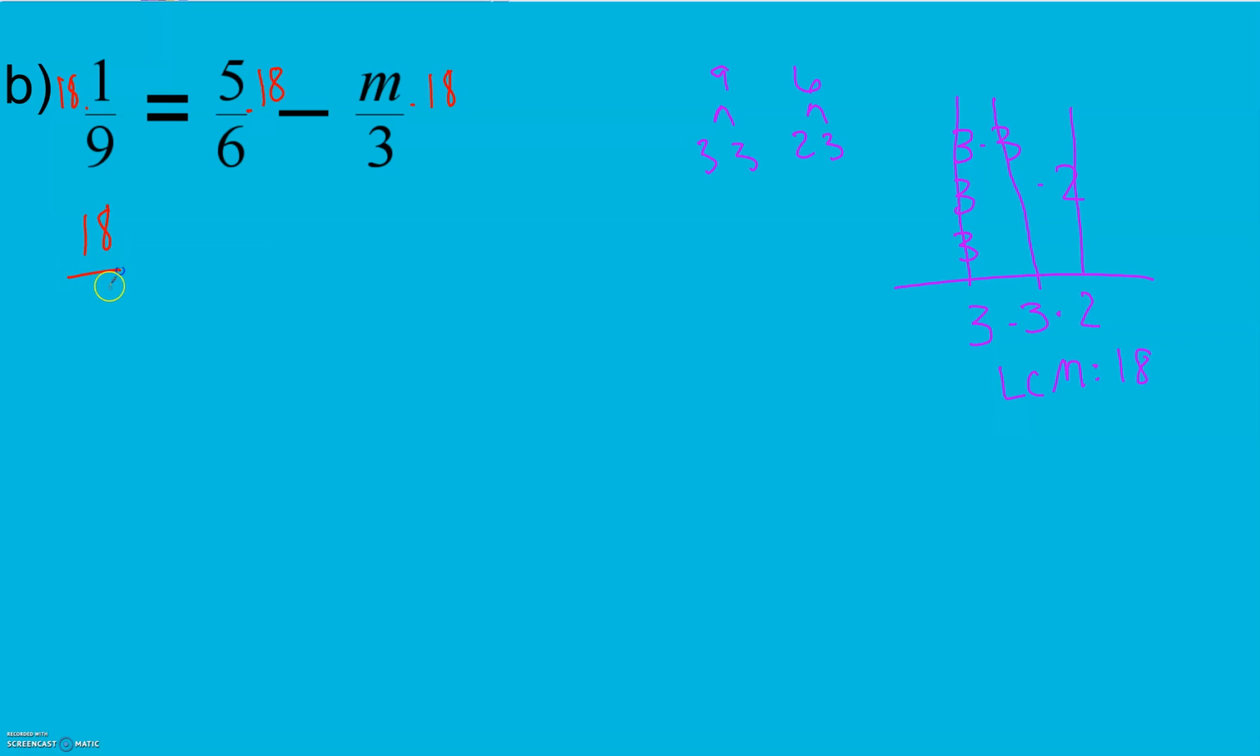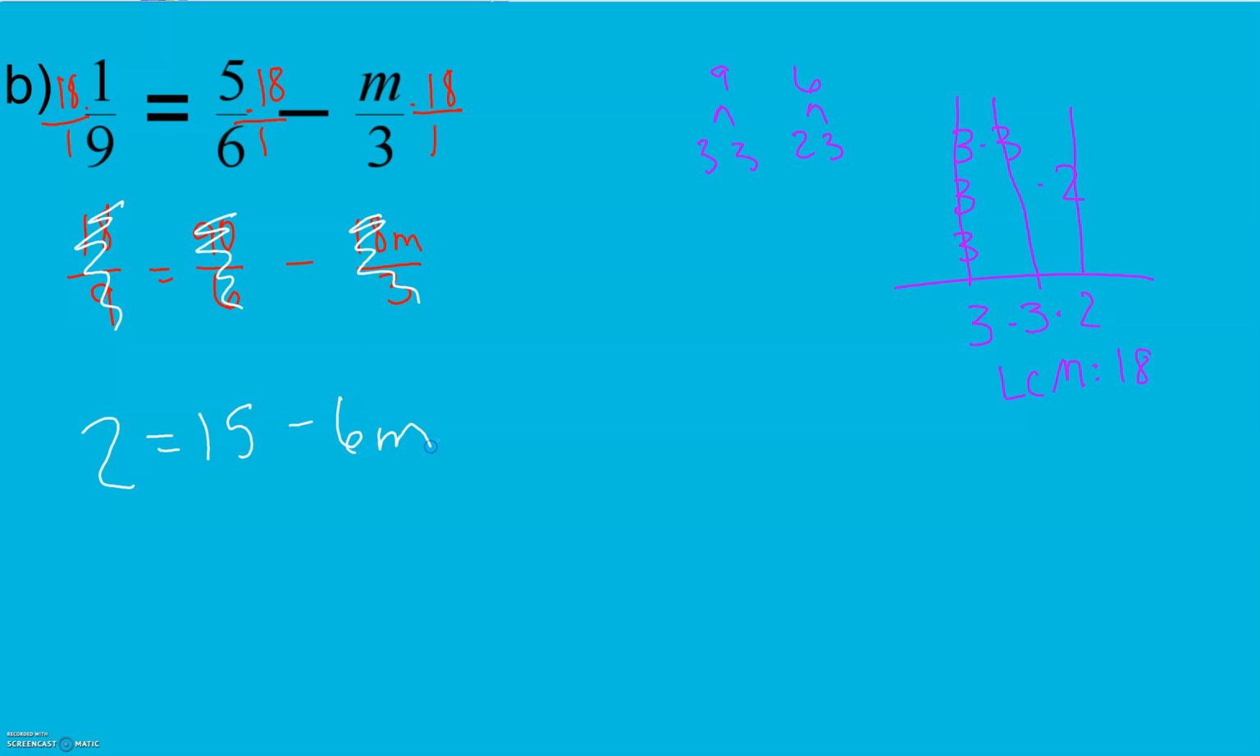So 18 divided by 9 equals 90 divided by 6 minus 18m over 3. And remember, whole numbers are over 1, and with fractions we multiply straight across. Reduce if you can. 18 divided by 9 is just 2. 90 divided by 6 is 15. And 18 divided by 3 is 6m.